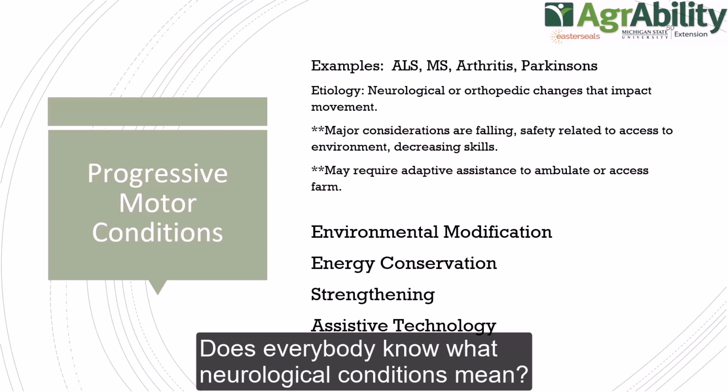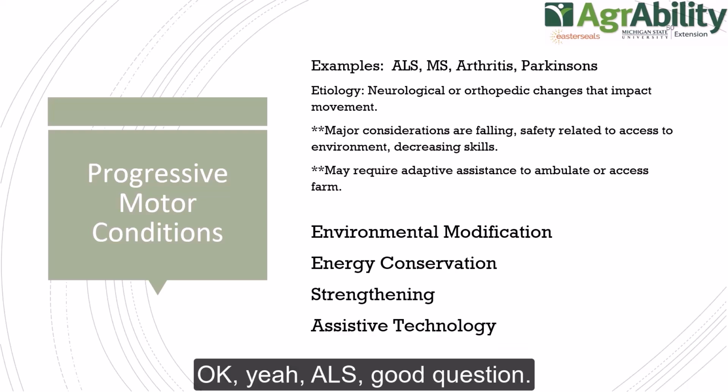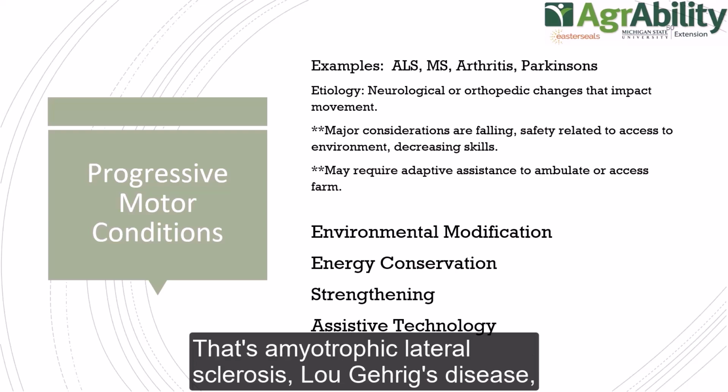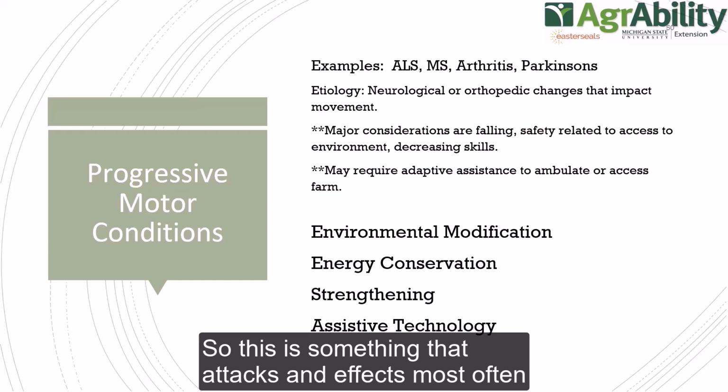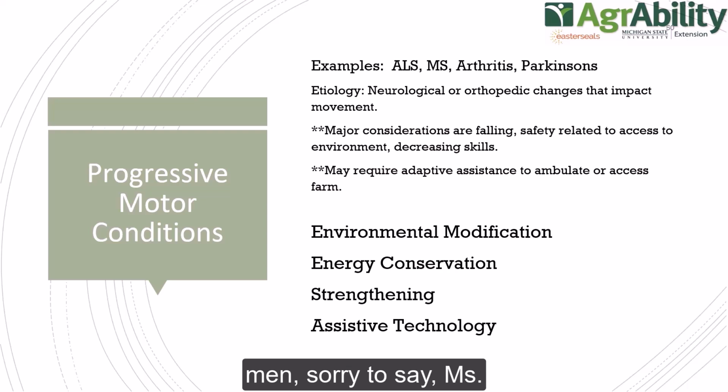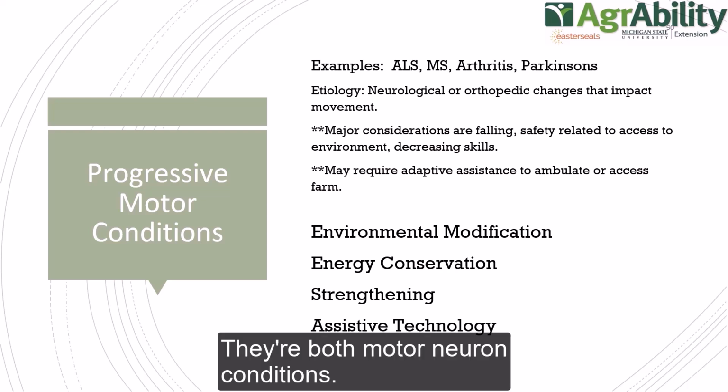Does everybody know what neurological conditions mean? Okay. What is ALS? ALS, good question. That's amyotrophic lateral sclerosis, Lou Gehrig's disease, more commonly known as. So this is something that attacks and affects most often men, sorry to say. MS tends to be women. They're both motor neuron conditions.